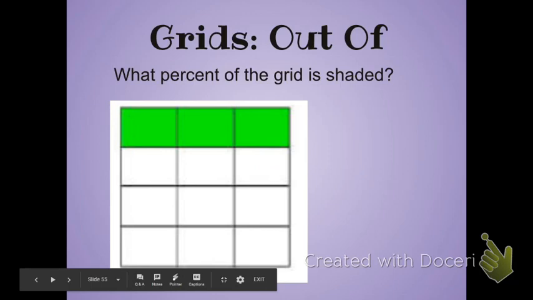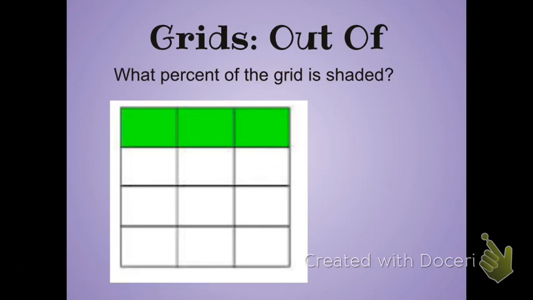So in this case, we have this grid. Now, we did some grids before, but they always had 100 boxes on them, so we could just count the number of boxes to get our percent. Does this have 100 boxes? No. So the first thing is we've got to figure out how many out of how many. We have how many shaded? 3 out of, and there are a total of 12 boxes. So 3 out of 12 are shaded. So what percent is shaded?